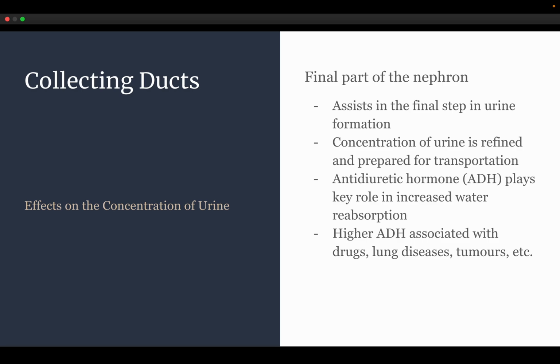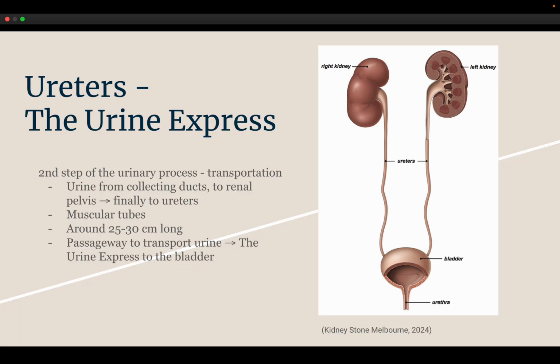ADH, or the antidiuretic hormone, plays an essential role in increasing water reabsorption. So the higher the level of ADH, the more concentrated the urine will be. Increased levels of ADH can be associated with many things, including the usage of various drugs, lung diseases, and certain tumors.